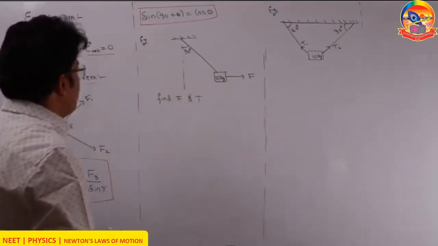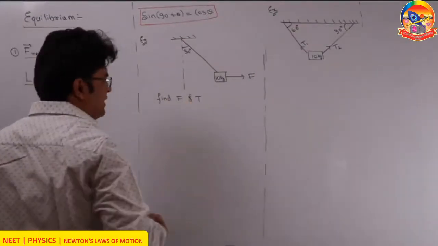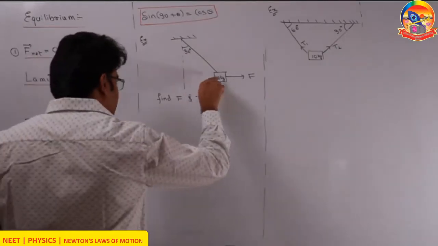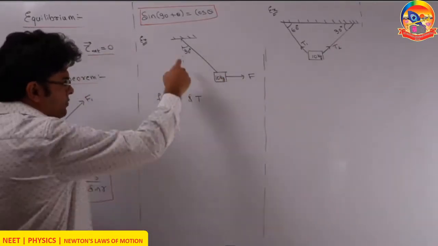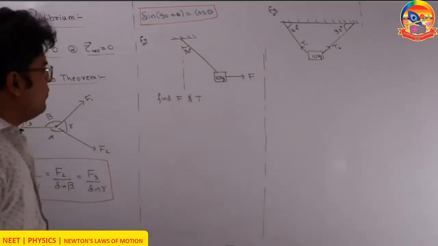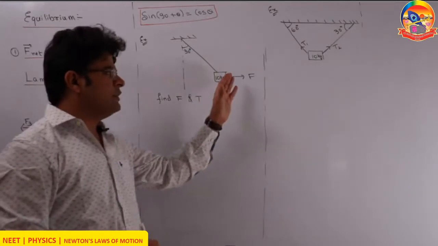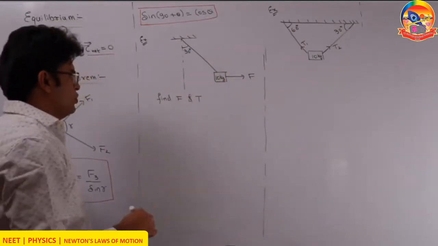So now, let's do some questions using Lami's theorem. There is a block of mass 10 kg on which a horizontal force F is applied. At equilibrium, the string makes an angle of 30 degrees with the vertical. They are asking what is the force applied and what is the tension in the string. There are two ways to approach this question.